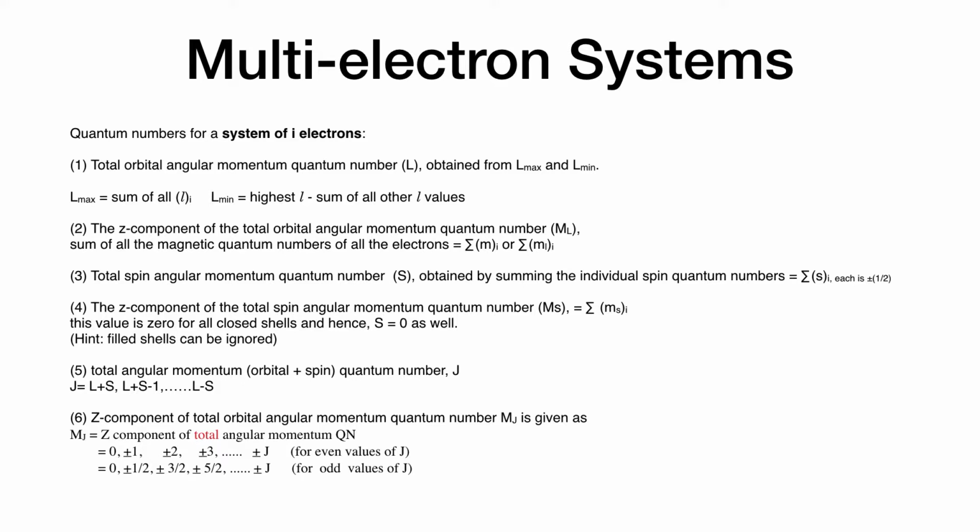Then you have spin angular momentum. A total of that is given the symbol capital S, and is obtained by summing all the individual spin quantum numbers of each electron. Each electron is allowed plus half or minus half. And so if you have 3 electrons, plus plus plus, or plus minus minus, or plus plus minus, whatever. So all different possibilities, and everything is on the table.